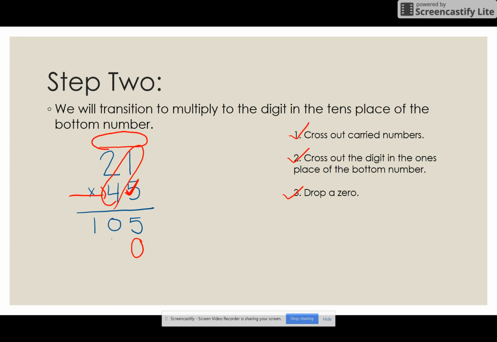So now that I've done all 3 things on my list, I can multiply. 4 times 1 is 4. 4 times 2 is 8. So I now have 105 from the previous step and 840 from this step.